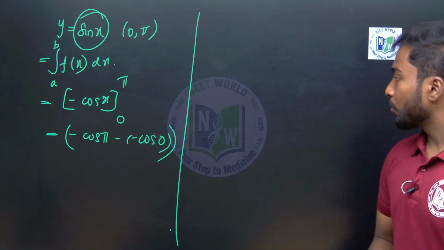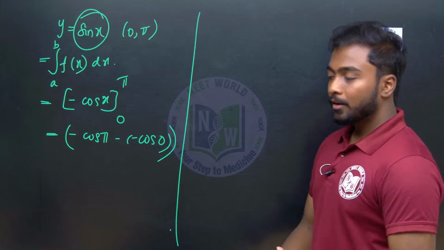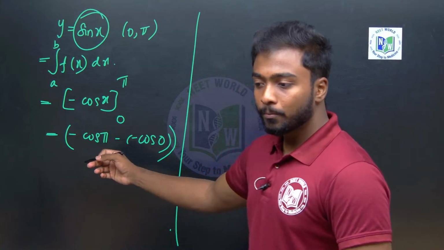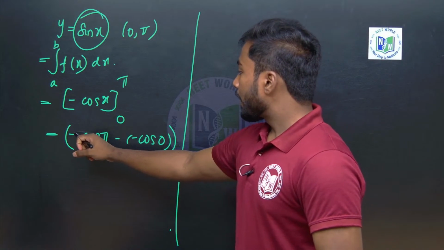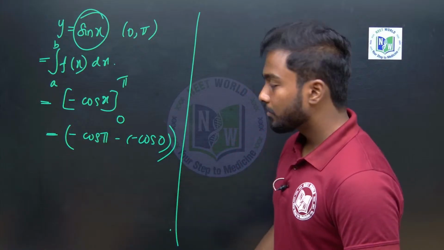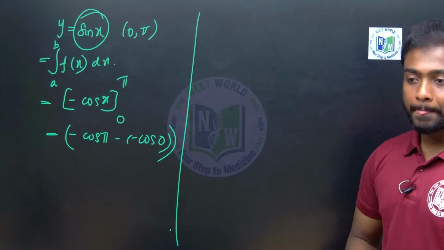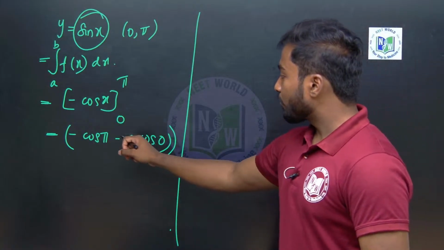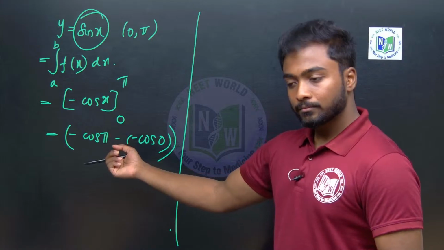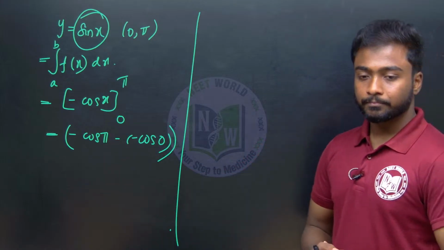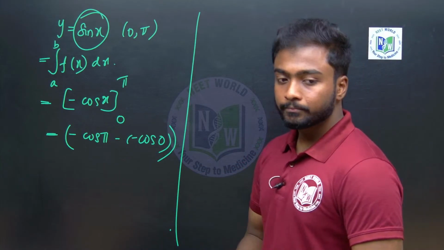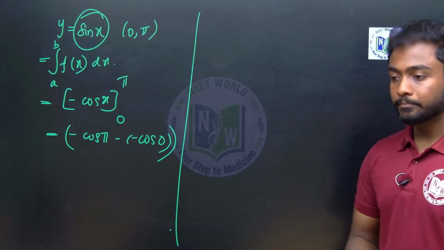What is the answer for this one? Cos 180 is minus 1, we know, no? So minus 1 of minus, that is plus 1. This one is cos 0, which is 1. So minus 1 of minus, do it. So 1 plus 1, 2. Okay.